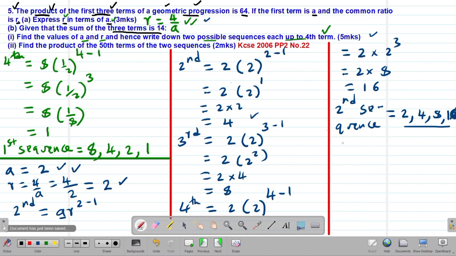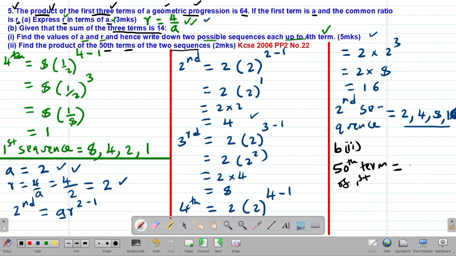So this is B Roman 2, whereby we are required to find the product of the 50th terms of the two sequences. So we'll find the 50th term of the first sequence. The 50th term of the first sequence will be given by, we know that the nth term of any given GP, that is geometric progression, is what we use to find the 50th term.